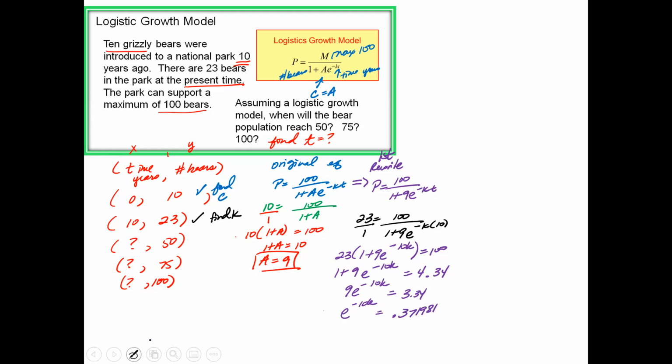Okay, now you guys know at this point, you're going to do the ln of both sides, and then you're going to divide it by negative 10. So k is equal to ln of 0.372, just round it, divided by negative 10. And if you put this into your calculator, you will have k is equal to 0.099, which is k.